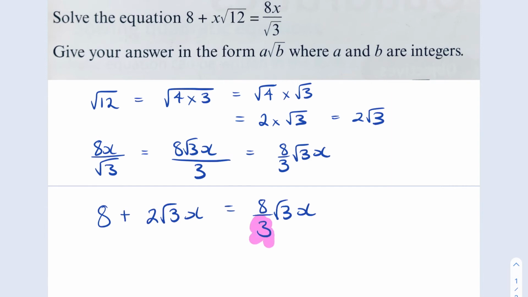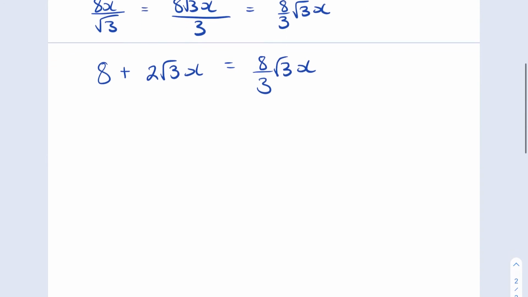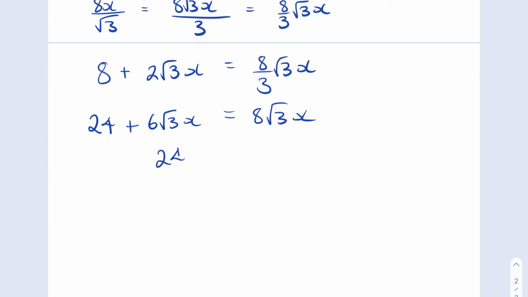Now, I don't like the division by 3, so I'm going to multiply both sides of this equation by 3, but there are multiple ways to tackle this question. I'm just dealing with this fraction first. So 24 plus 6 root 3x's equals 8 root 3x's. So now I'm going to get all my x terms on one side by subtracting 6 root 3x from both sides. So 24 equals 2 root 3x.